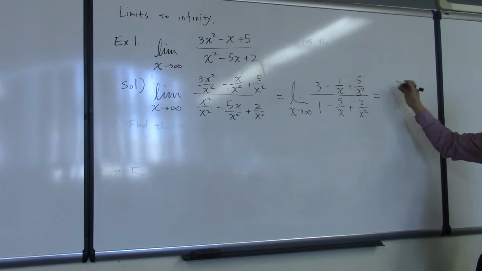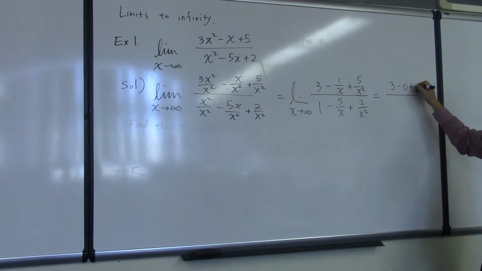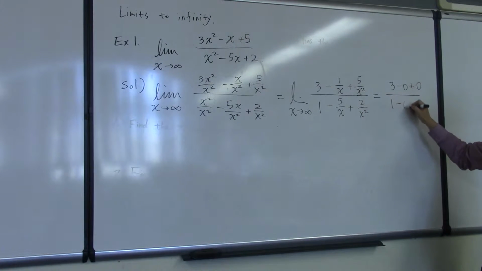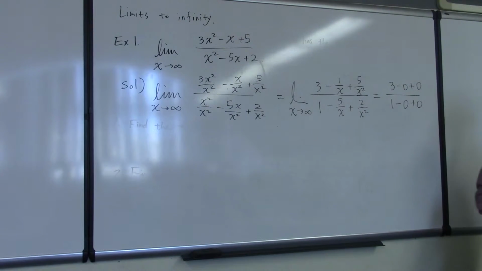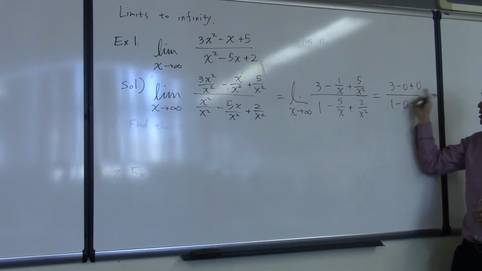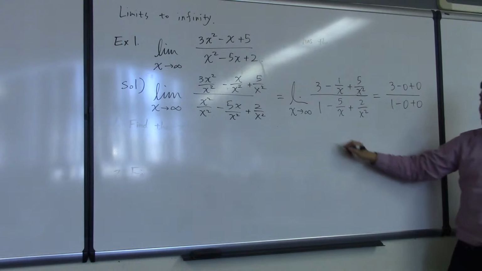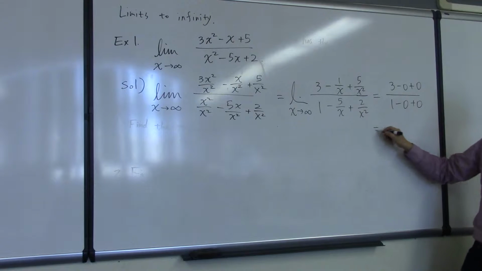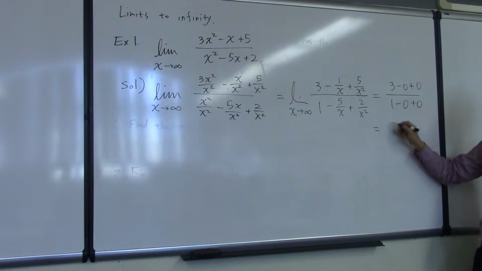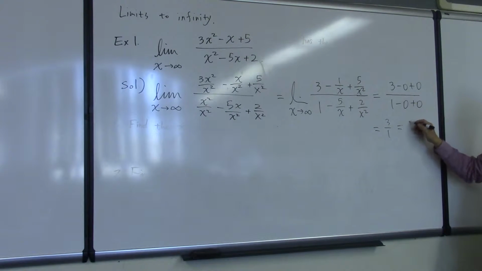So after all that, you're just left with these values that all become zeros, and if you think about what happens after you put them to 0, you just have 3 over 1, which is just 3. It's exactly equal to 3. So that's the formal way of solving.